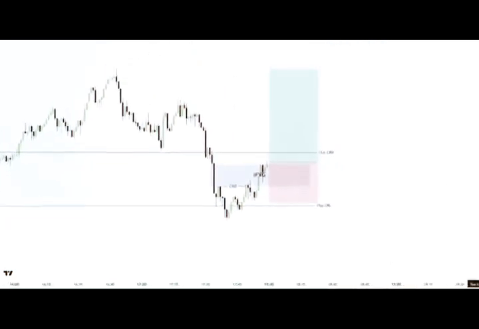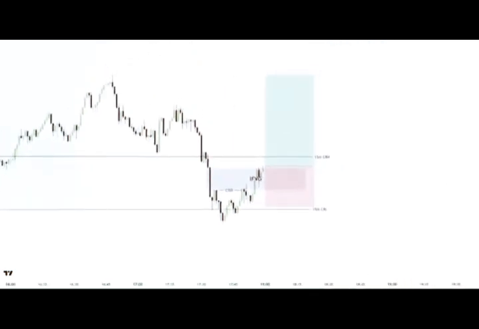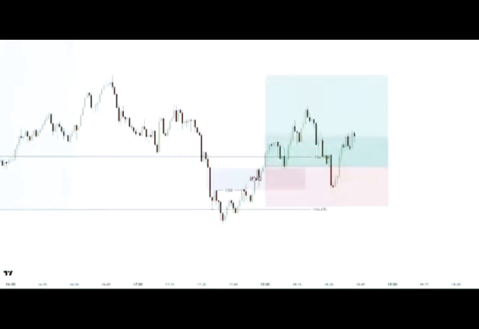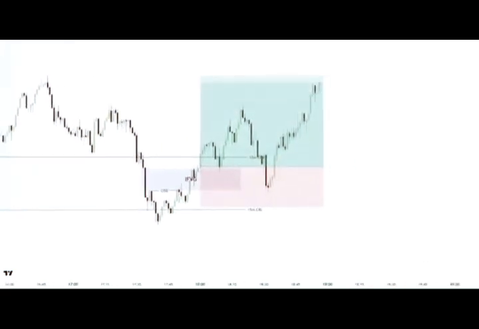Now let's play the chart forward. As you can see, after a short drawdown, the price pushes higher with momentum and eventually hits our take profit cleanly.